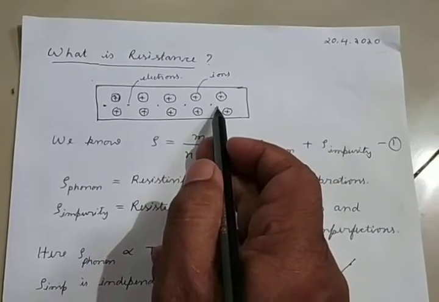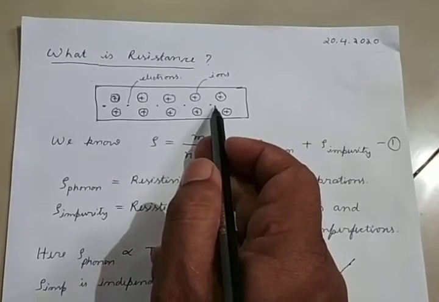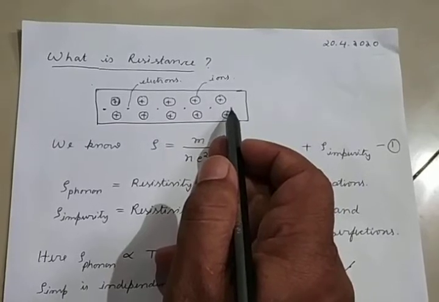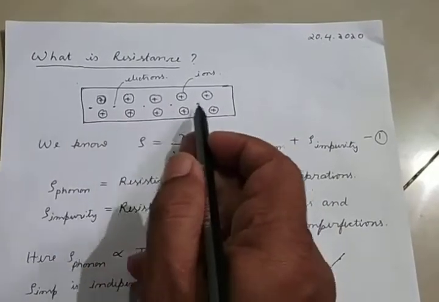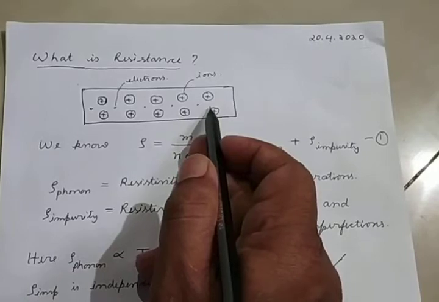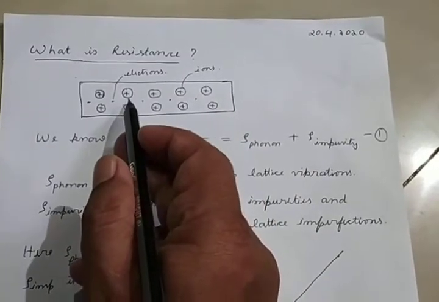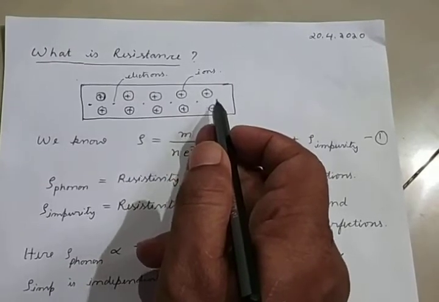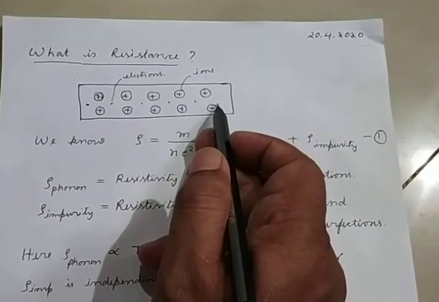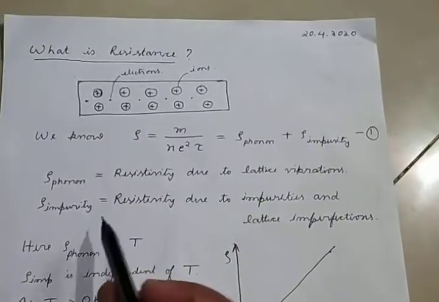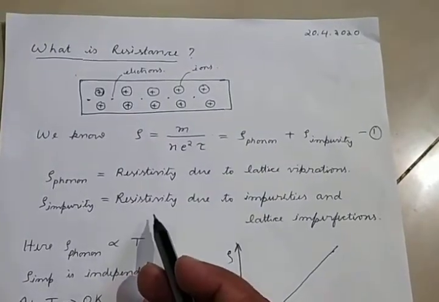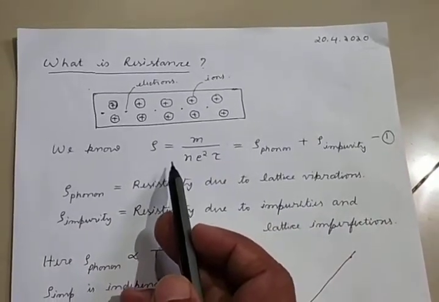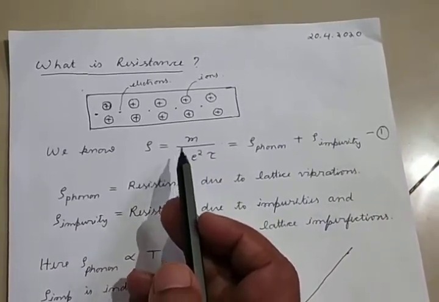Now, another factor is the presence of impurity atoms. Some impurity atom may be there in this lattice, and that may also oppose the movement of the free electrons, or it may also be due to lattice imperfections. So this regular periodicity may not be perfect in some region of the lattice, and then due to the lattice imperfection also there may be opposition to the movement of the free electrons. Both these factors together give us the resistance or resistivity of the metal.